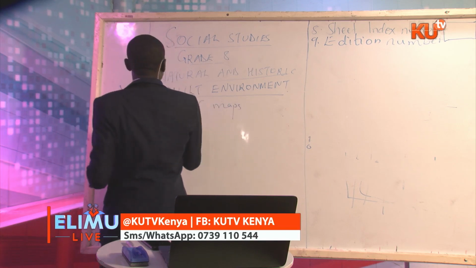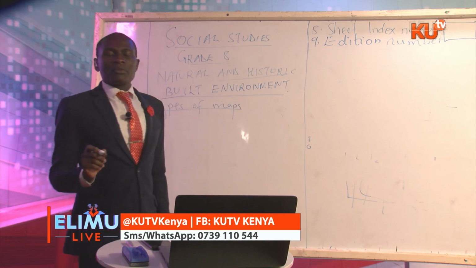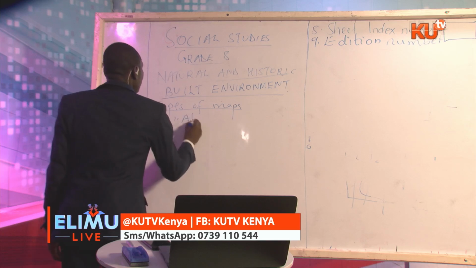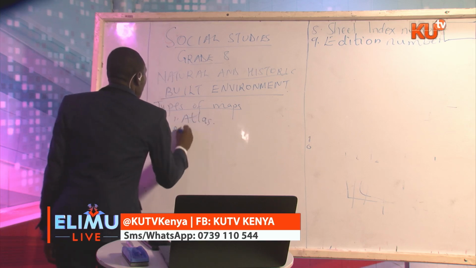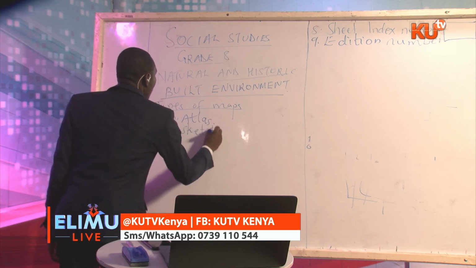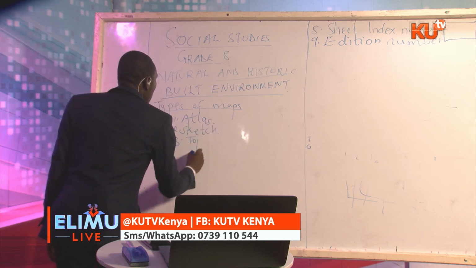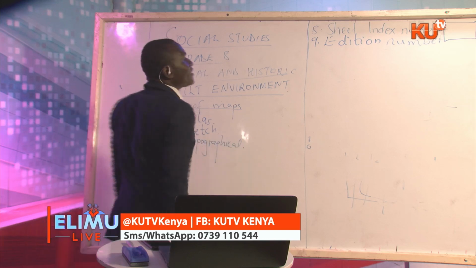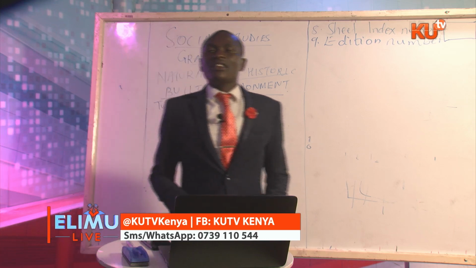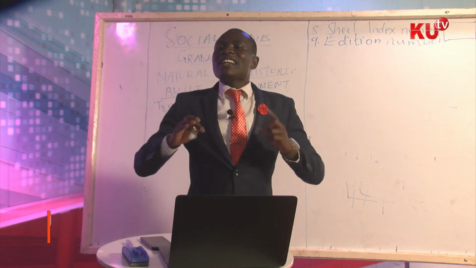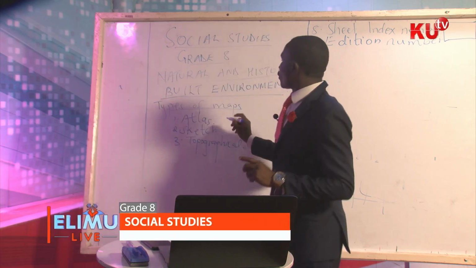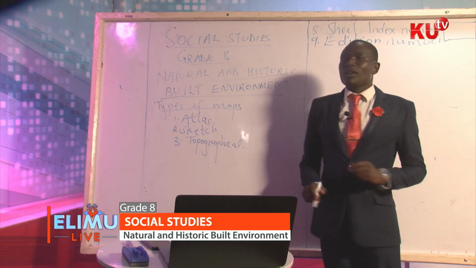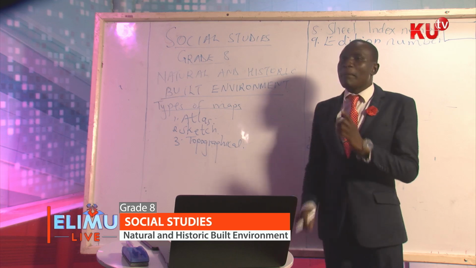There are 3 types of maps. The first is an atlas map. Number 2, a sketch map. And number 3, a topographical map. These are the 3 types of maps that we have in social studies. An atlas map is different from a sketch map, and different from a topographical map.